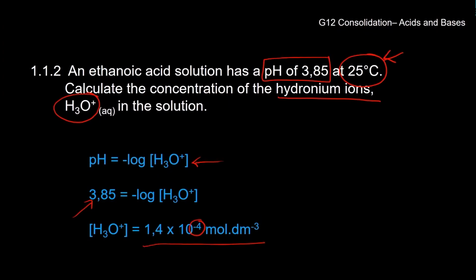But we're not dealing with a strong acid. This is ethanoic acid. It is a weak acid. It ionizes incompletely, and so this number here is correct. The minus 4 shows us in our pH value, that's 3,85, that we haven't got such a strong acid. The pH is closer to 7 than it is to 0.